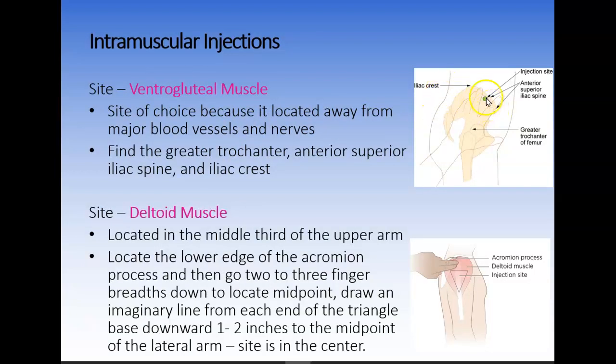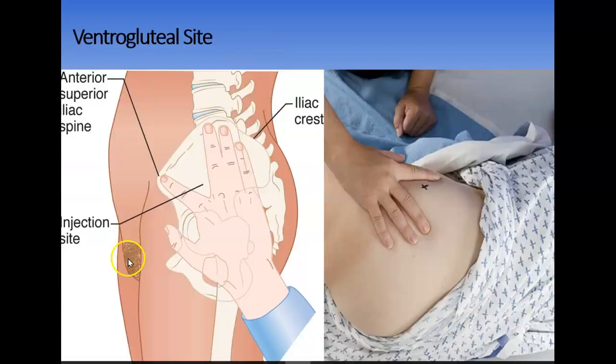So you have your iliac crest here, right? And you have your greater trochanter. And right above that is where you're going to be able to inject, right in that green spot there. And then on the deltoid, right in the middle. Okay, you have your acromion process, 2 fingers down and anything below that. There you go.